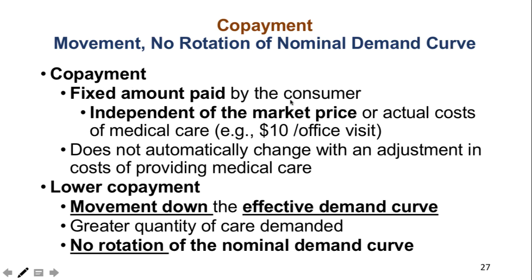Copayment is a fixed amount paid by the consumers, independent of the market price or actual price, and does not automatically change with an adjustment in the cost of providing medical care. So a lower copayment is basically a movement along the demand curve. With a lower copayment, there is a greater quantity of care demanded, right? So movement along the demand curve, no rotation of the nominal demand curve.